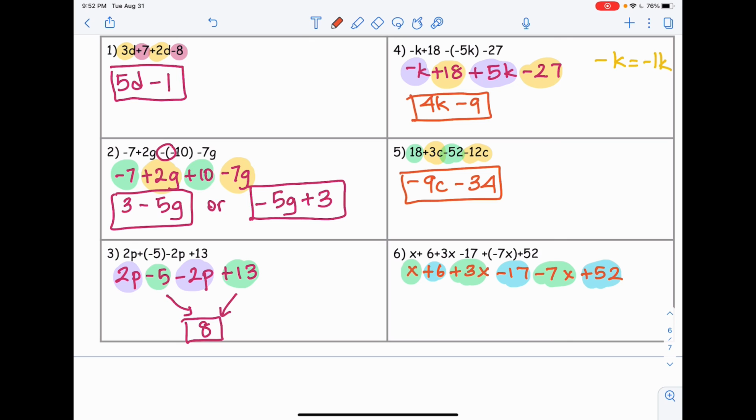If you add them, you will get negative 3x, because x plus 3x means 1x plus 3x, which will be 4x, and then 4x minus 7x, or 4x plus negative 7x will give you negative 3x. And then 6 plus negative 17 is negative 11. And then if you add negative 11 and 52, you will get positive 41.